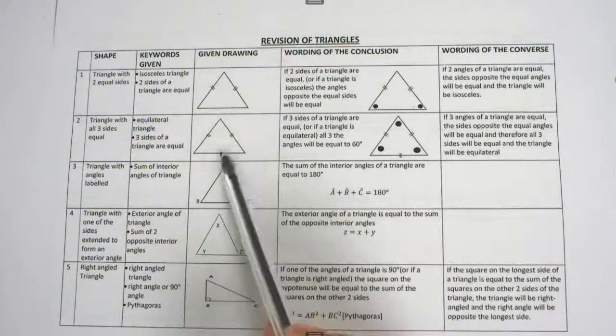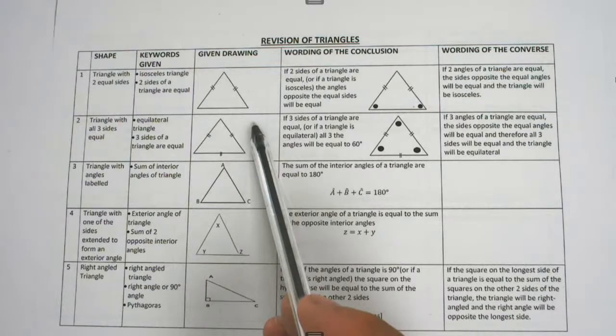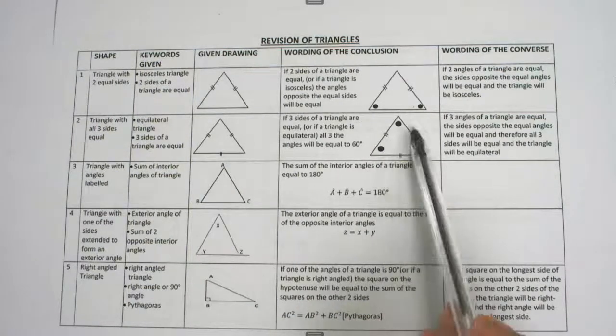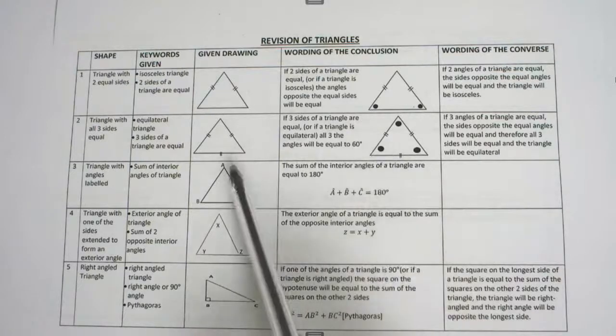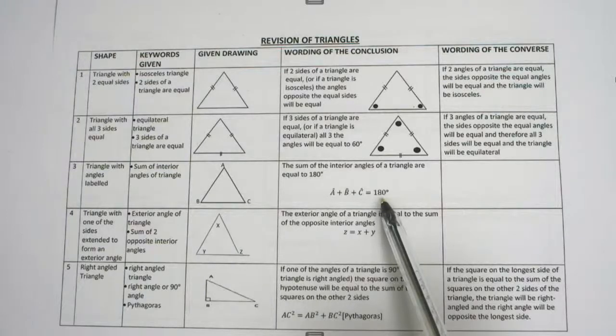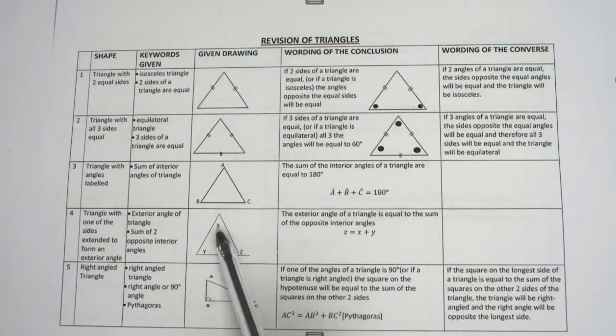If three sides are equal, that means it's equilateral, and then each of the interior angles will equal 60 degrees. In a triangle, the sum of the interior angles add up to 180 degrees, and the exterior angle is equal to the sum of the opposite interior angles. And if it's a right angle triangle, then Pythagoras Theorem applies. Opposite 90 degrees, we've got AC. So AC squared is equal to AB squared plus BC squared.